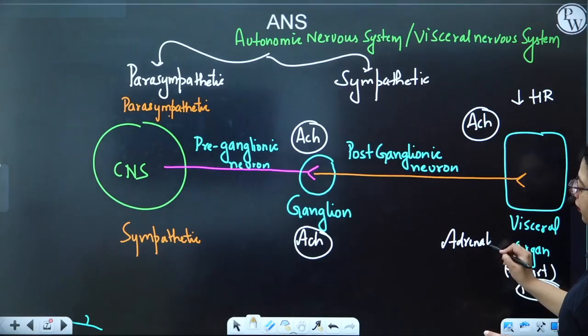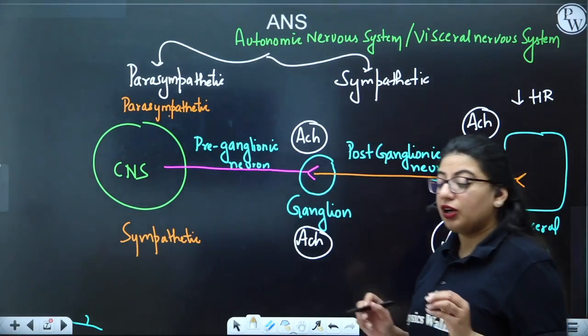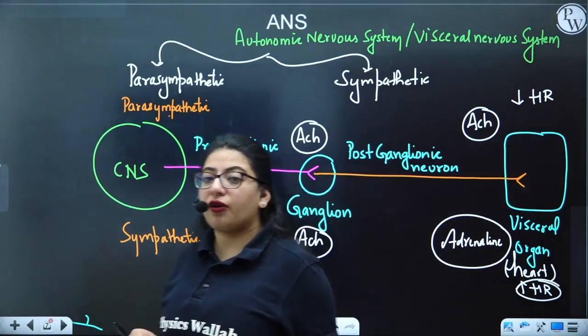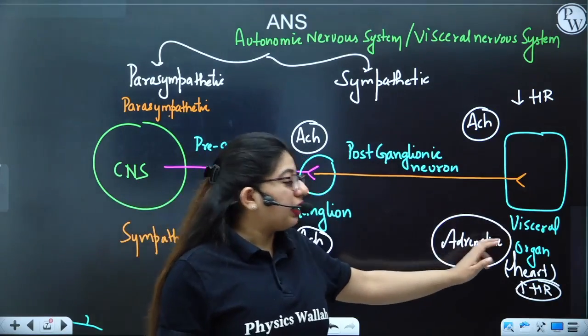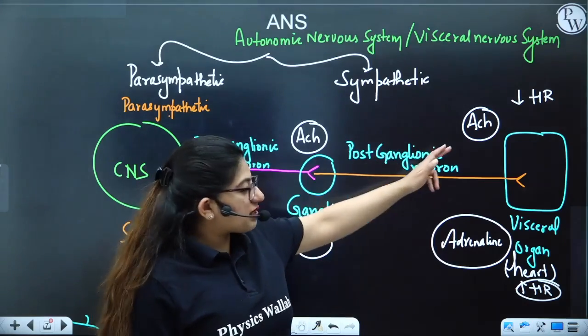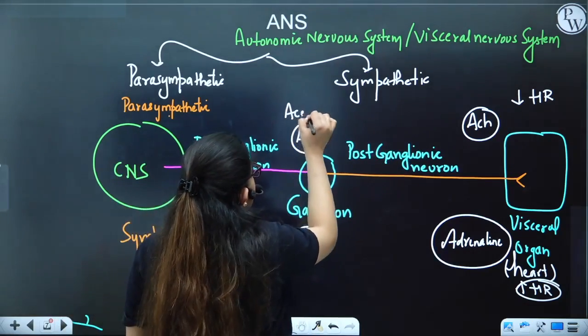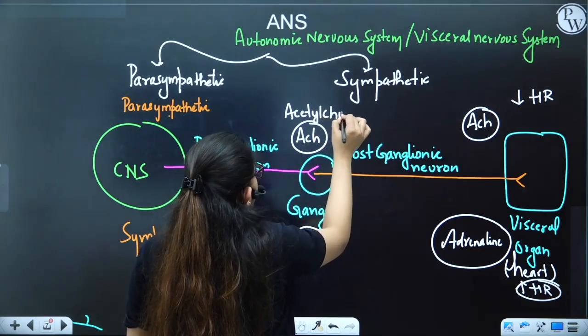As you know, adrenaline increases heart rate. It's also a hormone, and it is also a neurotransmitter. So at the postganglionic neuron near the visceral organ, the neurotransmitter released in sympathetic will be adrenaline, whereas in the parasympathetic it will be acetylcholine. What's the full form of ACH? Acetylcholine. It's a neurotransmitter.